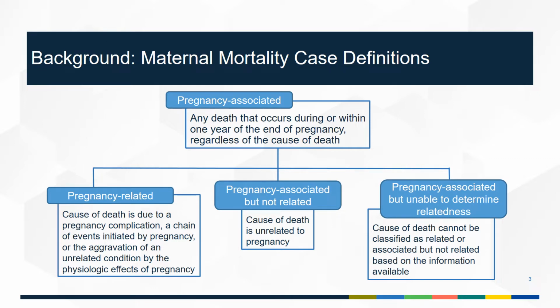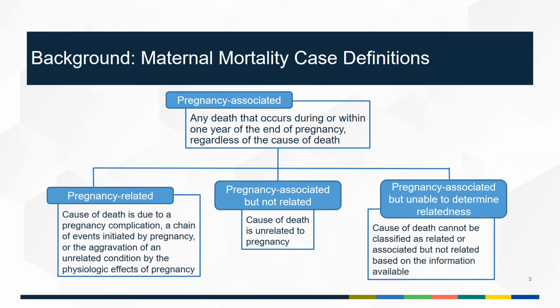Within pregnancy-associated deaths, there are three subclassifications. The first is pregnancy-related. Pregnancy-related deaths are those where the cause of death is directly related to the pregnancy or a chain of events initiated by the pregnancy or its management. In other words, these deaths would not have happened in the absence of pregnancy. One example would be an amniotic fluid embolism, another would be eclampsia.